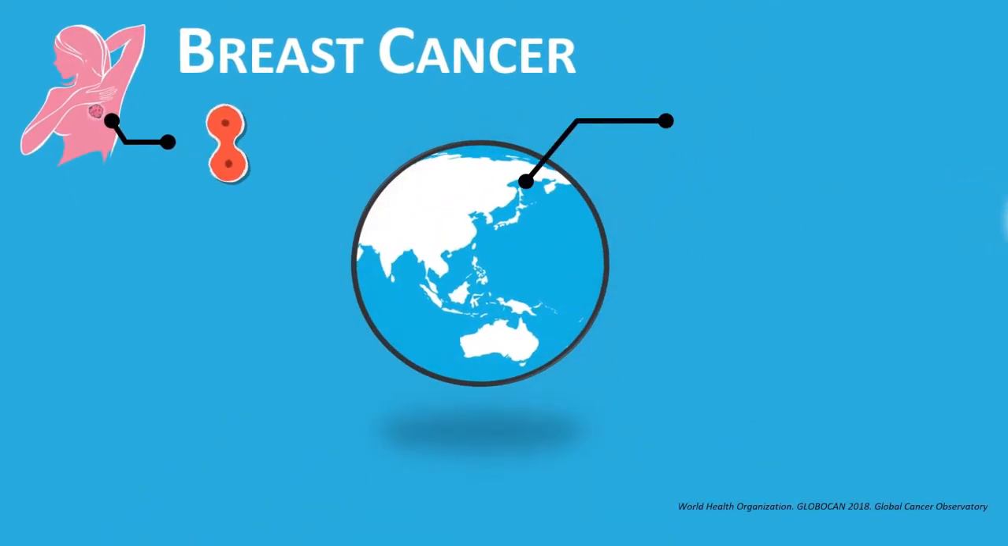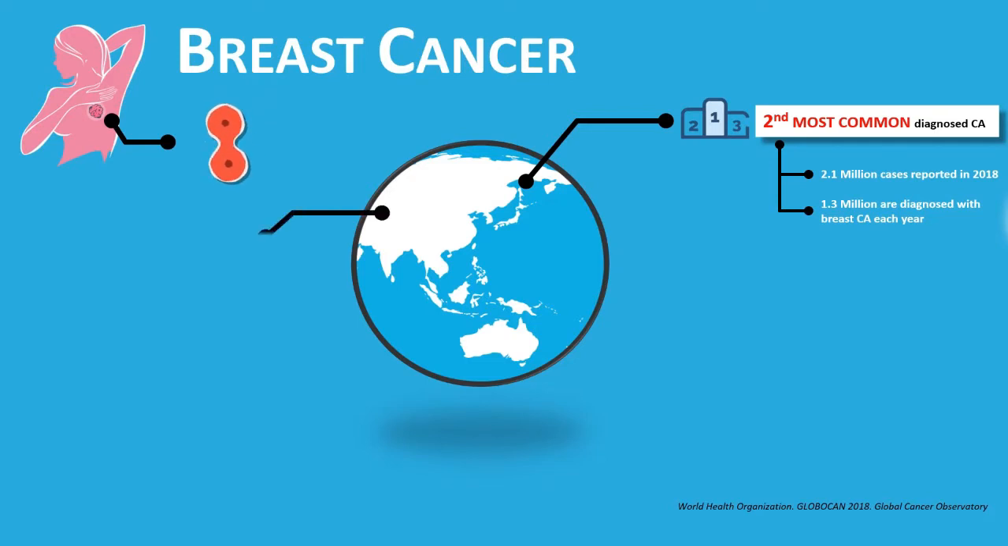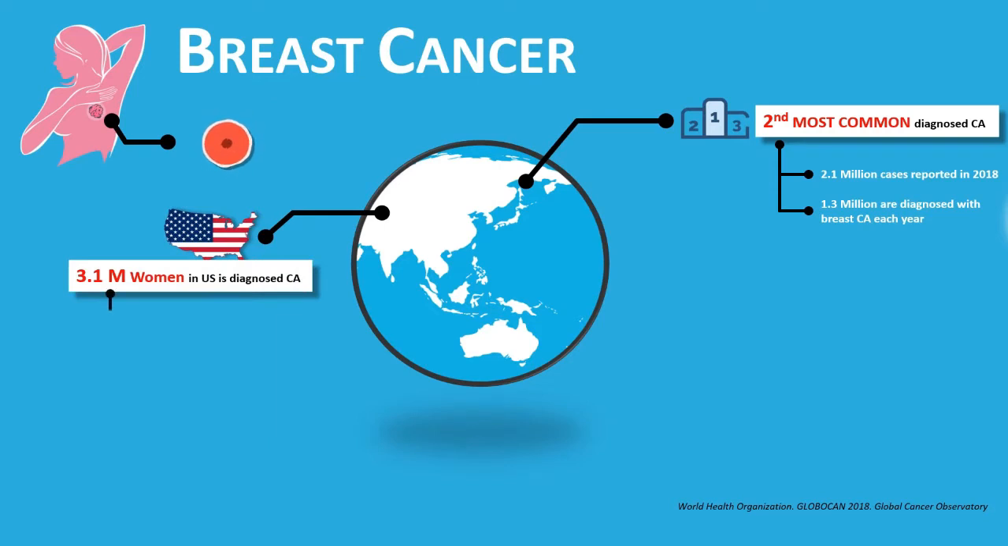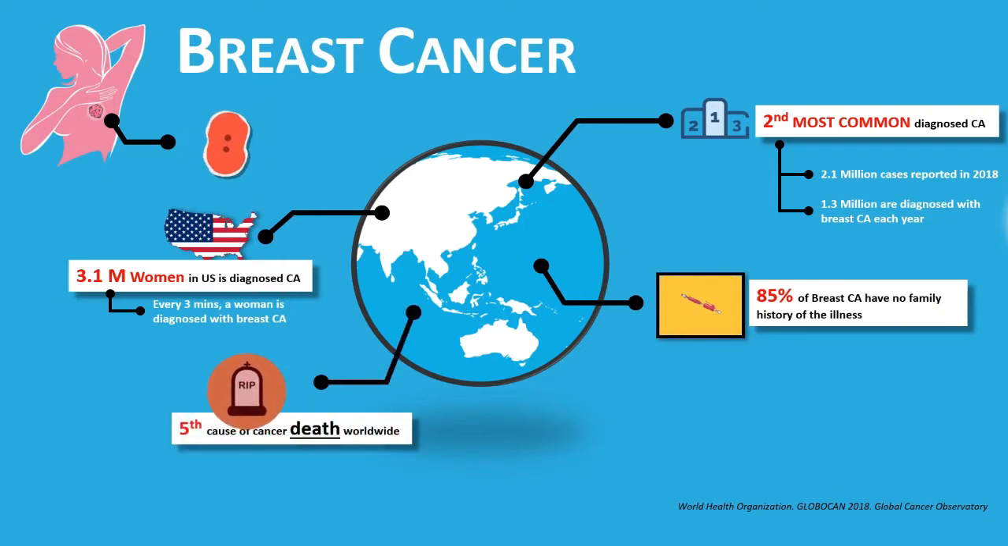Breast cancer is the second most common type of cancer diagnosed worldwide, next to lung cancer. About 2.1 million of all new cancer cases were breast cancer in 2018. Every year, an average of 1.3 million women are diagnosed worldwide. Breast cancer currently affects more than 3.1 million women in the US alone. Every 3 minutes, a woman is diagnosed with breast cancer in the US. 85% of breast cancer occurs in women who have no family history of the illness, and it is currently the fifth leading cause of cancer death worldwide. It has been reported to have caused 627,000 of all cancer deaths in 2018.